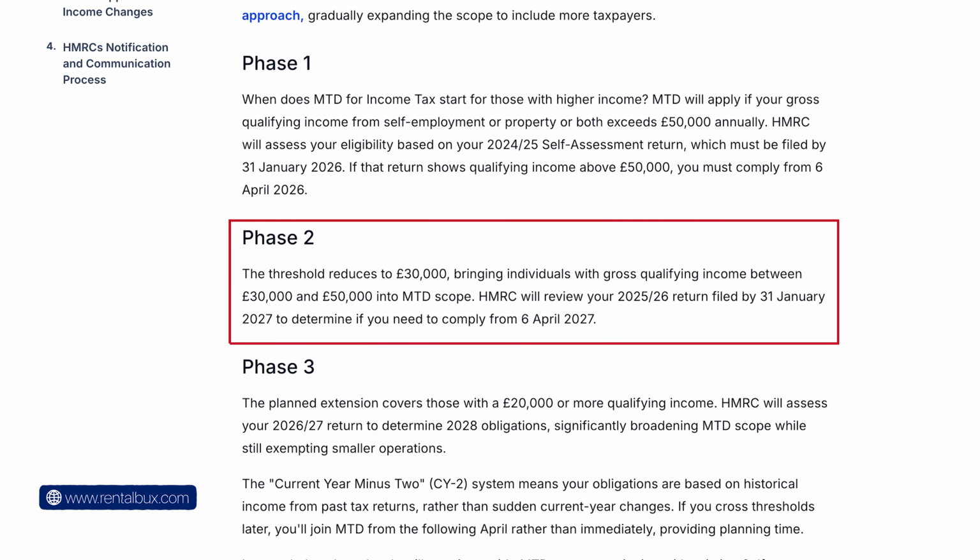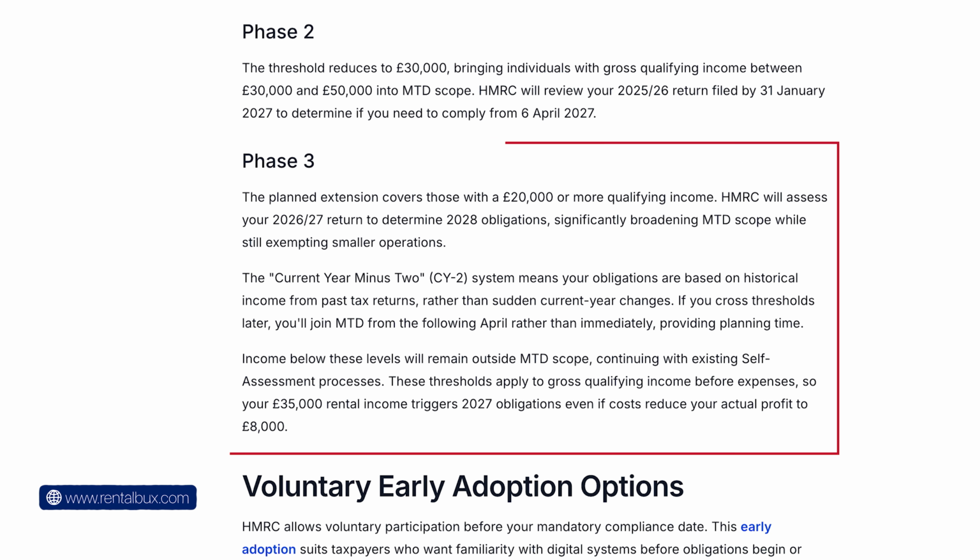Wave 2, April 2027. If your qualifying income from the 2025 to 2026 tax year is over £30,000, you come into MTD from 6th of April 2027. Wave 3, April 2028. The government has set out plans to lower the threshold to £20,000.